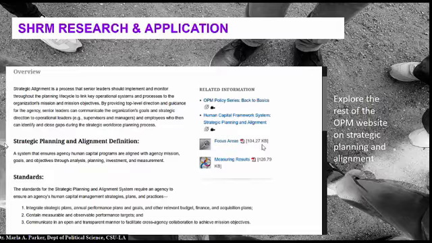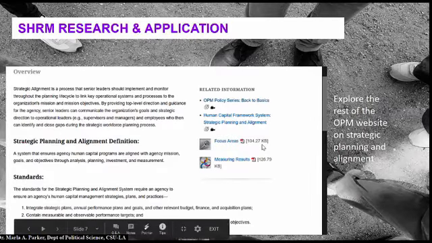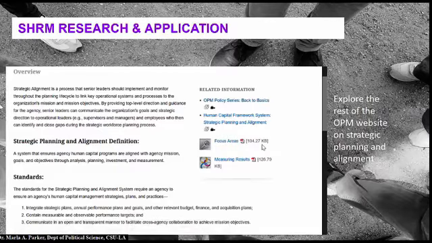And so OPM provides standards or guidelines for how to engage in strategic planning and alignment. And so let's take a look at them here. The standards for strategic planning and alignment systems require an agency to ensure an agency's human capital management strategies, plans, and practices: number one, integrate strategic plans, annual performance plans and goals, and other relevant budget, finance, and acquisition plans. And two, that they contain measurable and observable performance targets. And three, communicate in an open and transparent manner to facilitate cross-agency collaboration to achieve mission objectives.